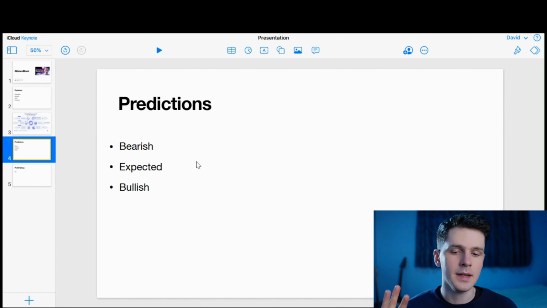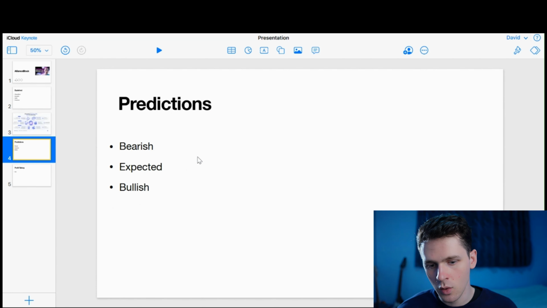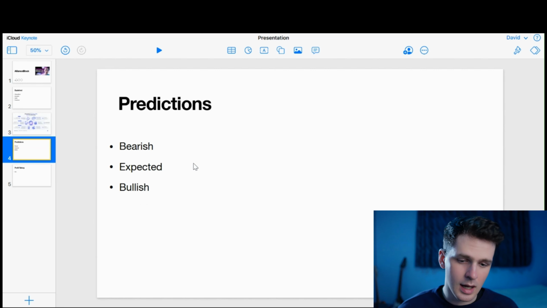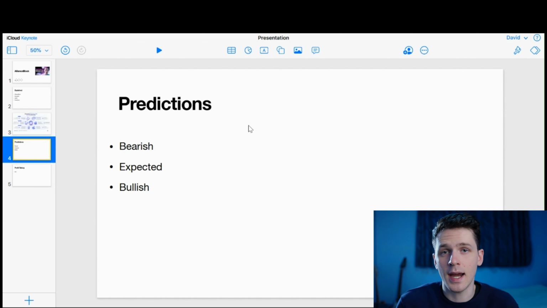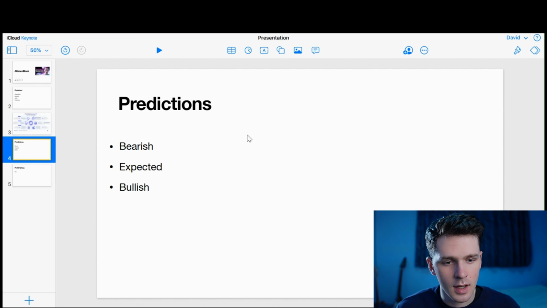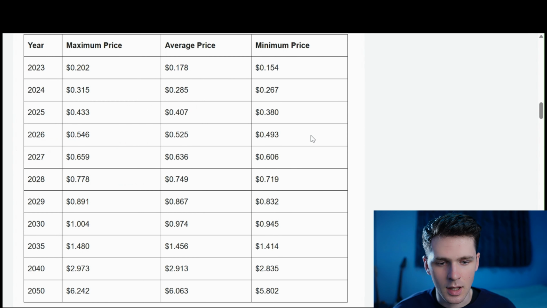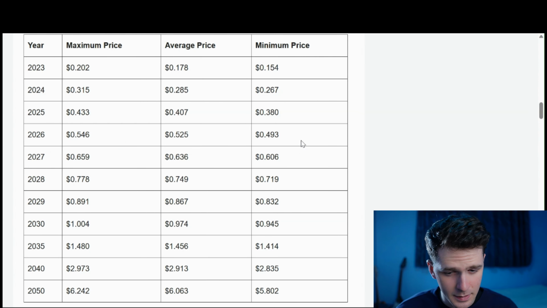I put it into three categories: a bearish scenario, expected scenario, and a bullish scenario when it comes to price. First up with bearish, just go into any of these articles that are predicting prices for any crypto for that matter. But for NXRA, here we have one by Avanade. They're always so bearish. They must use some software or robot to predict this. Very, very bearish. So for 2025, a maximum price would be 43 cents and a minimum of 38 cents.